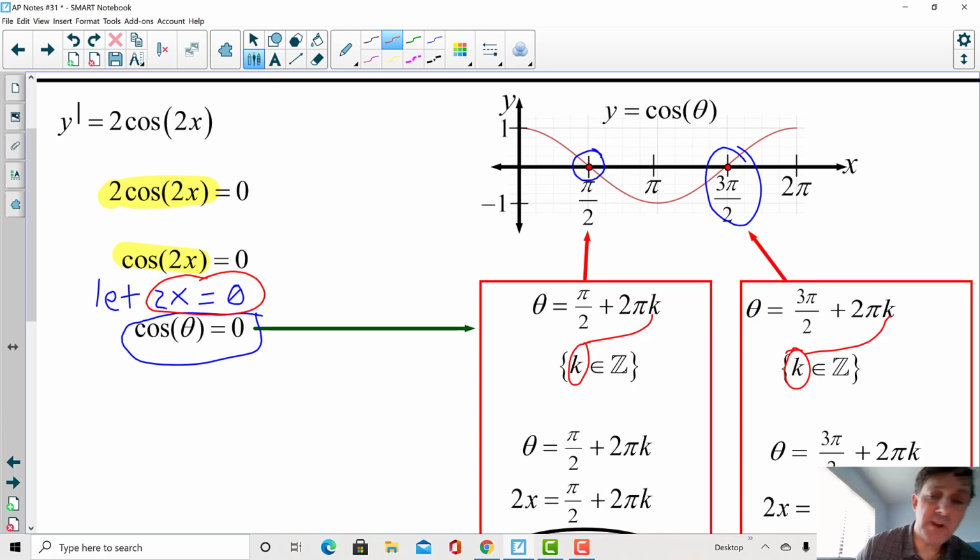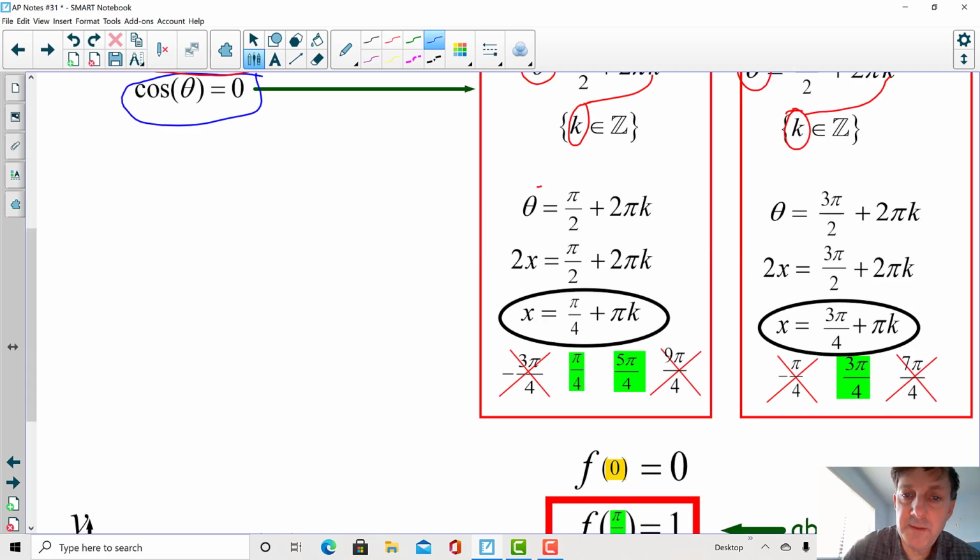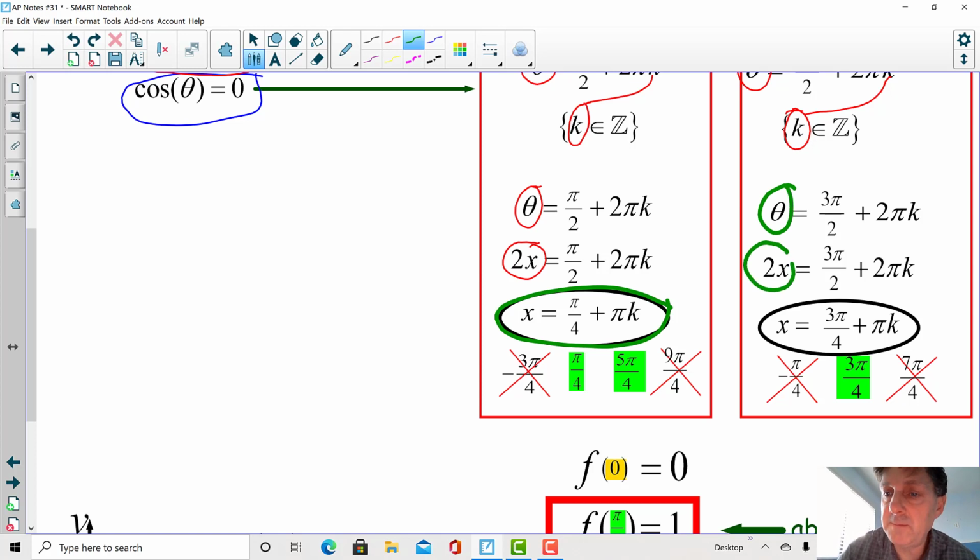Okay, before I start plugging in values of k, I want to remember that I let 2x equal theta, and I'm trying to solve for x, not really theta. So I want to trade the theta for 2x, and then I'll be able to plug in different values of k. So here we go, we trade theta for 2x. You'll notice we still have to divide everything by 2. That gives us this answer right here. Same thing on the other side, we trade theta for 2x, and we get this for our final answer.